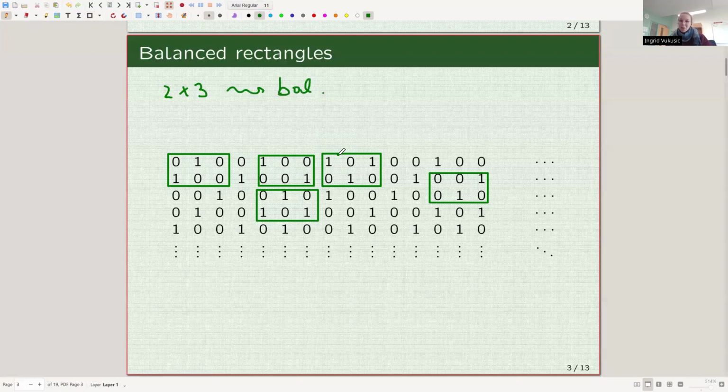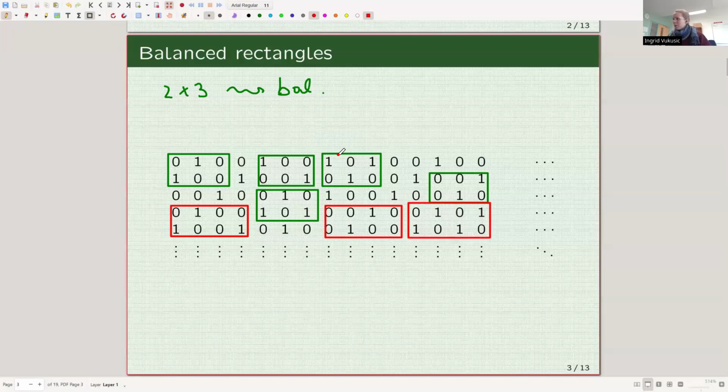Now, are maybe all the rectangles balanced? Let's have a look at, for example, 2 by 4. This one's got weight 3. Here we've also got weight 3. Let's find a different weight. Weight 2. Okay, this could still be balanced, but no. Here we've got weight 4.